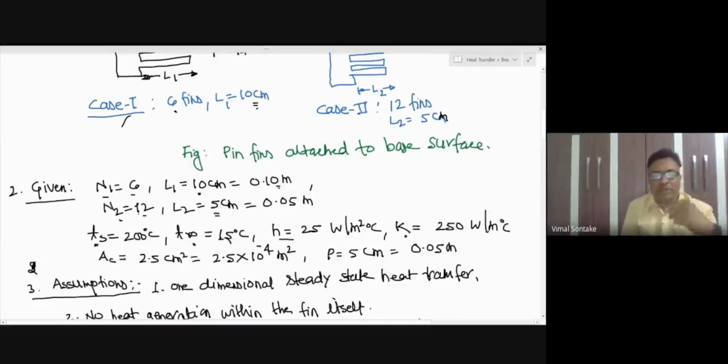And all the fins in both the cases are made up of the same material having thermal conductivity 250 watt per meter degree Celsius. Cross-sectional area of each fin in both the cases is 2.5 centimeter square, that is 2.5 into 10 to power minus 4 meter square, and perimeter is 5 centimeter, that is 0.05 meter. So only fins are varying in numbers and length. Rest of the parameters remain same in both the cases.